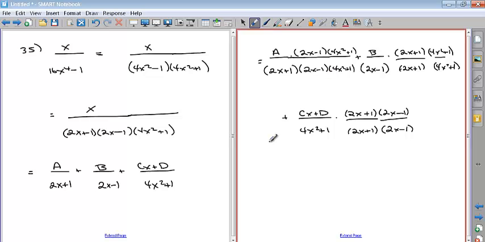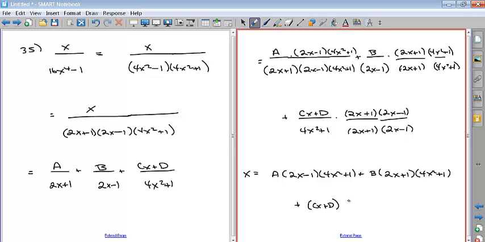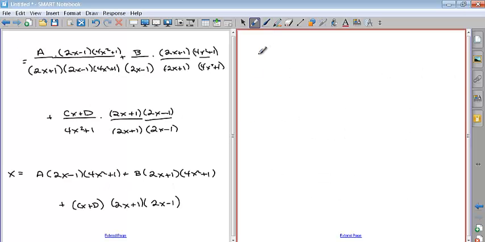Now, we don't really have to worry about the denominator because it all works out, but what you'll end up doing here is you'll take the numerator on the left-hand side and set that equal to the numerator that I'm going to end up with on the right-hand side, which is going to be a times 2x minus 1 times 4x squared plus 1, plus b times 2x plus 1 times 4x squared plus 1, and then finally cx plus d times 2x plus 1 times 2x minus 1. Okay, and then you have to multiply all this stuff out.